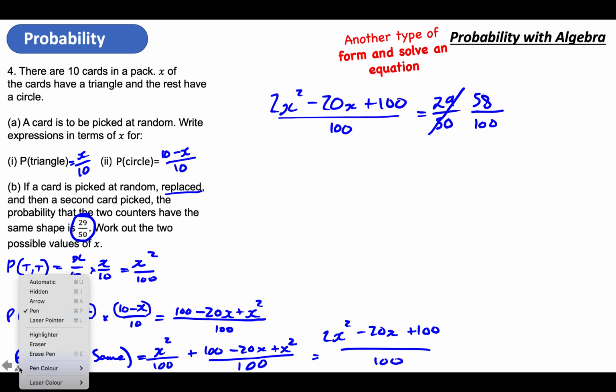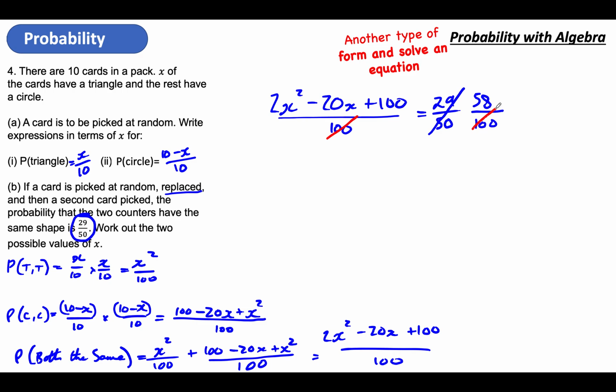Now, because one fraction equals another, and they both have the same denominator, we can ignore that and just look at the tops. Because if the denominator is the same and they're equal, well then in that case, the tops must be equal as well. Plus 100 equals 58. Yeah, because the bottoms have the same denominator, just look at the tops. Okay, right, first of all, let's do a little bit of rearranging. Let's take away 58 from both sides to get 2x squared minus 20x plus 42 equals 0. 100 take away 58 is 42.